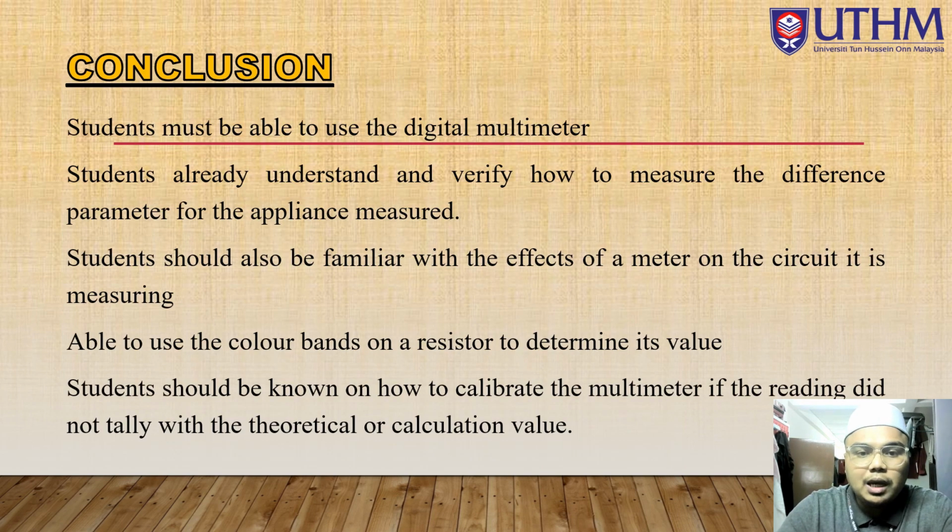For the conclusion, students must be able to use the digital multimeter. Second, students already understand and verify how to measure the different parameters for the appliance measured. Next is the student should also be familiar with the effect of the meter on the current measured. Next is being able to use the color band on the resistor to determine the value. Finally, students should know how to calibrate the multimeter if the reading does not tally with the theoretical or calculated value.